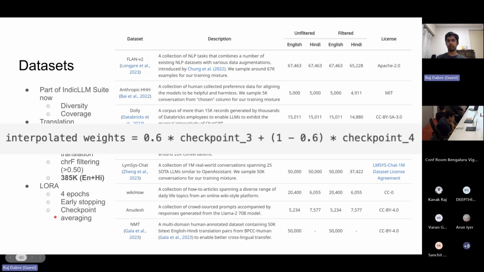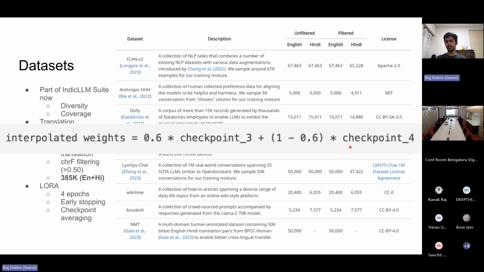So what is checkpoint averaging? We evaluated the 4 checkpoints and found that the last 2 checkpoints were doing pretty well, neck and neck. So we decided to interpolate the weights of these 2 checkpoints using a weighting scheme of 0.6 and 0.4, where checkpoint 3 was doing a little bit better than checkpoint 4. And this ended up giving us a better model, which surpassed the performance of both these models.